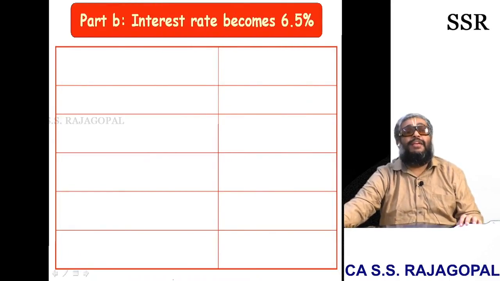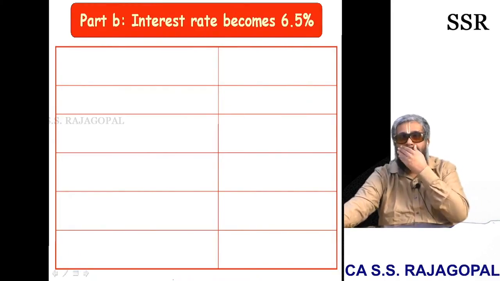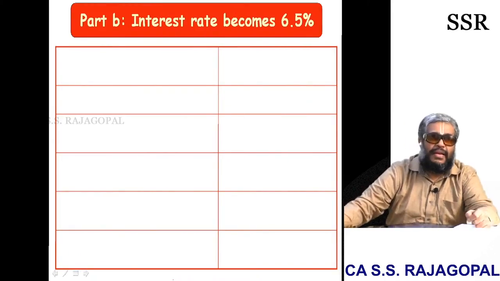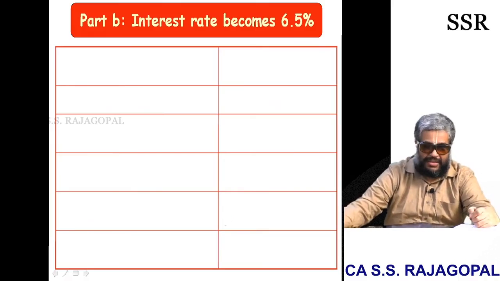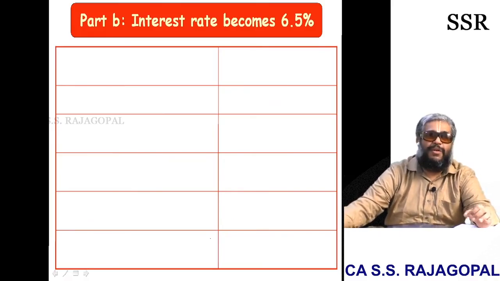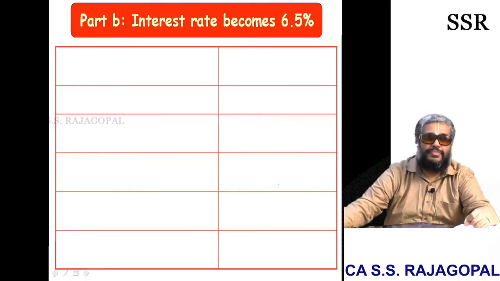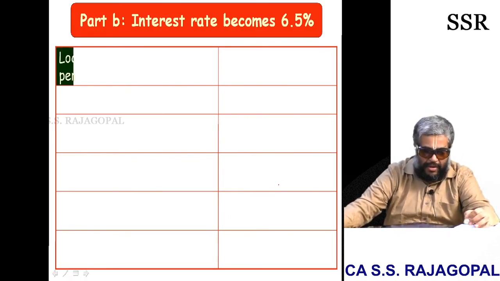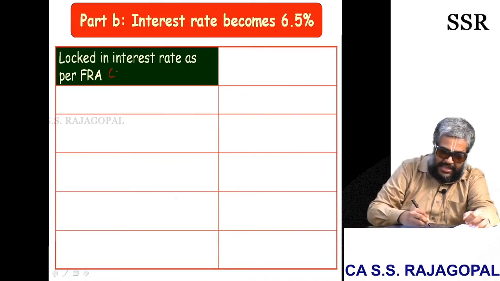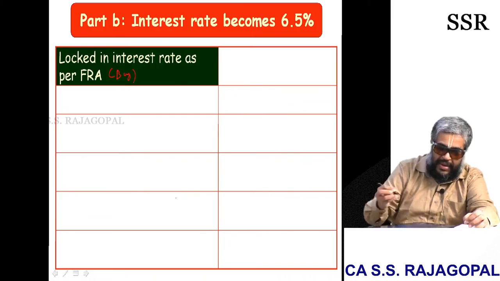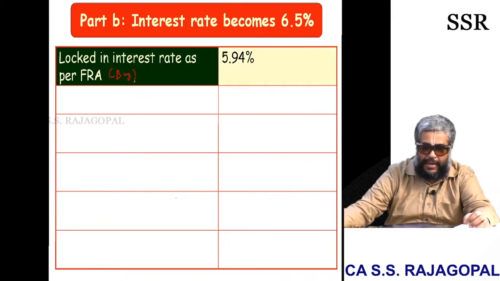Interest becomes 6.5%. Part B, interest becomes 6.5%. Shall I proceed? Logged in interest, the interest at which I agreed to buy. I agreed to buy the reference rate at 5.94%.